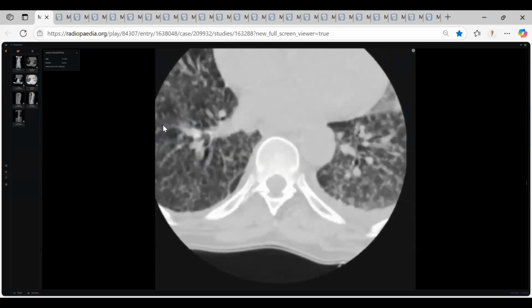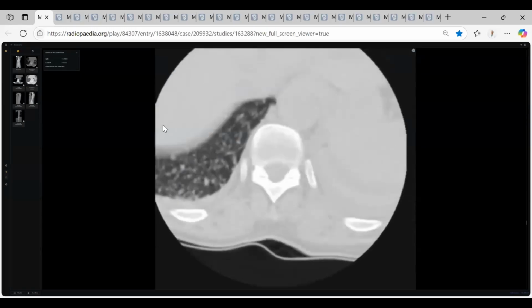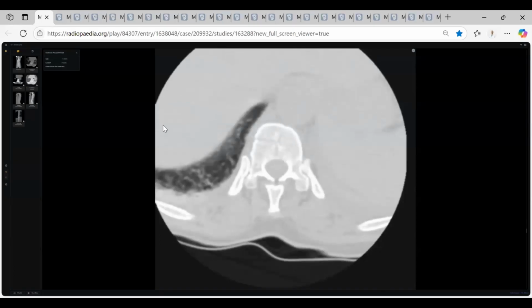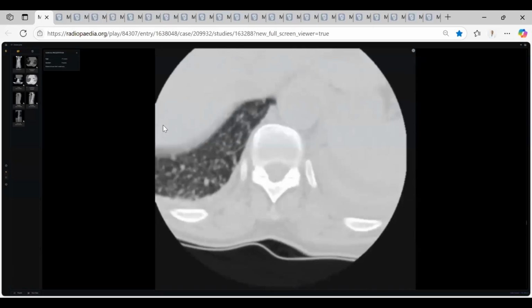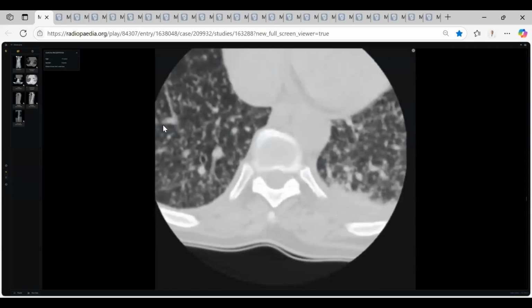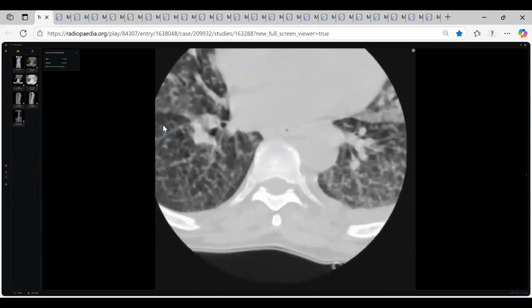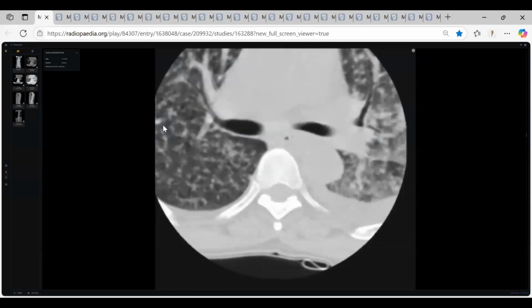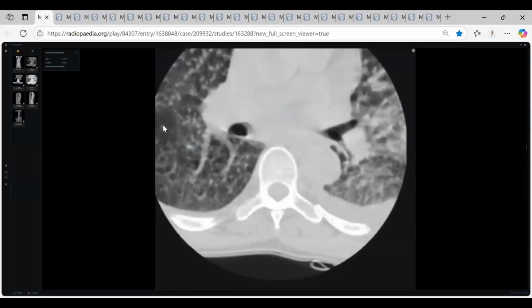Third, you forgot to tell me that you will isolate the patient. Why? Because this is miliary TB, active disease, which means highly infectious, because it is active.